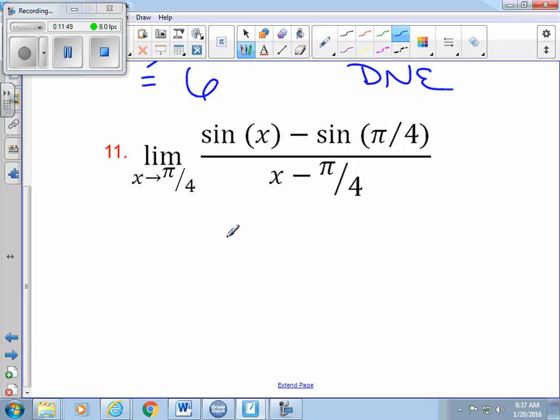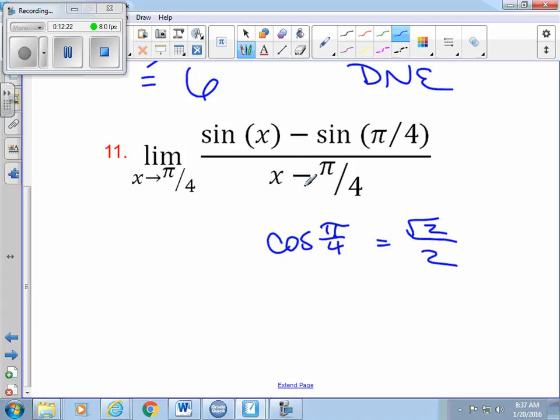Two options. It is a derivative in disguise. Does everyone agree with that? So it's the derivative of sine of x at pi over 4, which is cosine of pi over 4. And cosine of pi over 4 is radical 2 over 2. Option number 2, although derivative in disguise is probably the most efficient way. What is option number 2? L'Hopital's, right? I get 0 over 0.